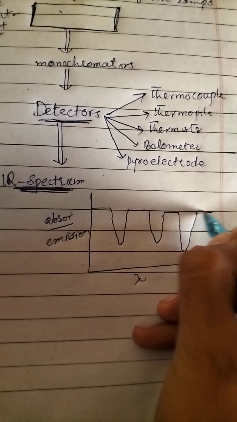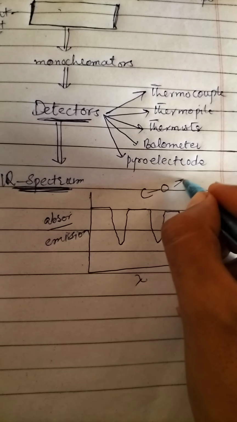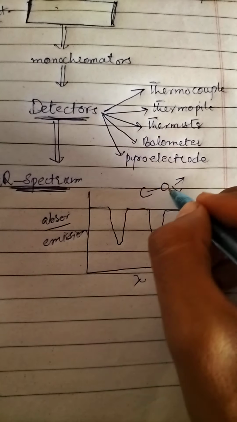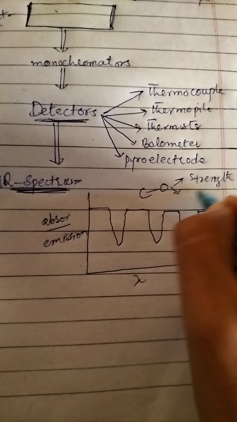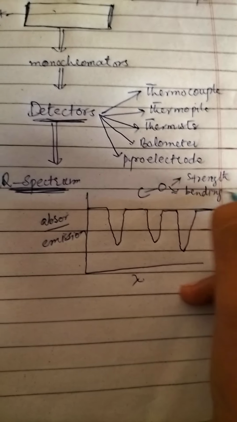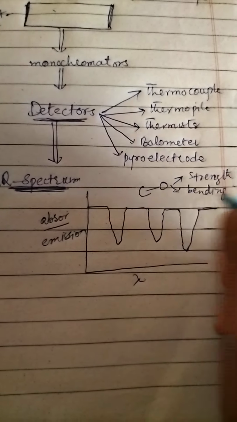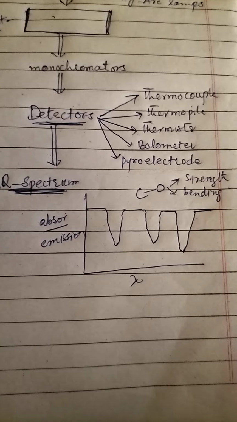And different modes of vibrations, like stretching or bending, for the same bond may be different. For example, carbon oxygen stretching or bending may appear at different wavelengths, different wave numbers. The stretching peak and the bending peak may come at different wavelengths. And this is all about the IR introduction.